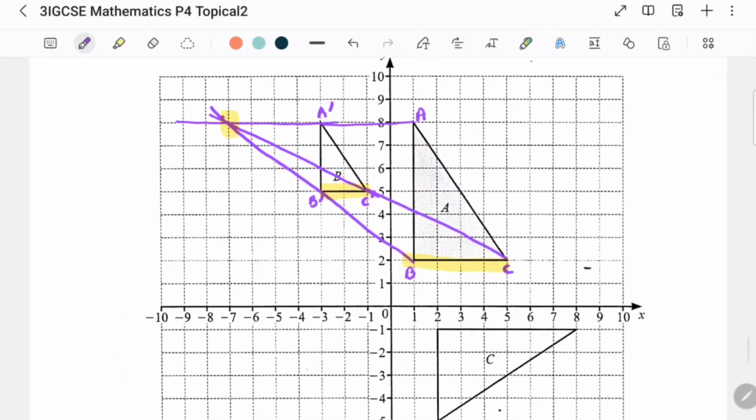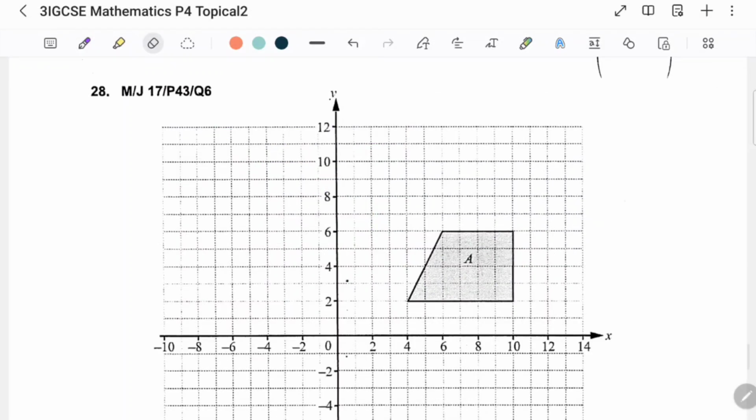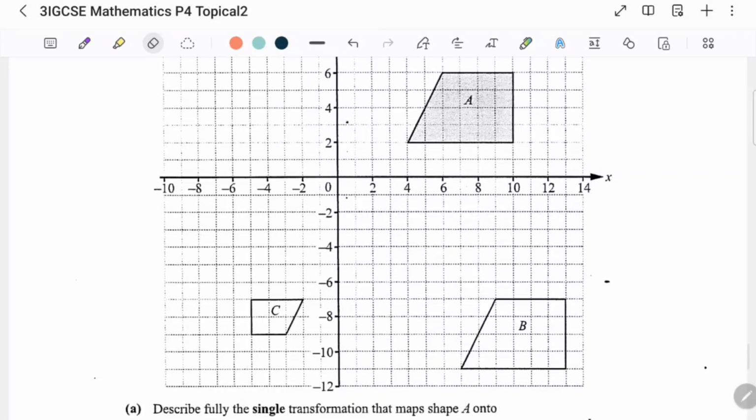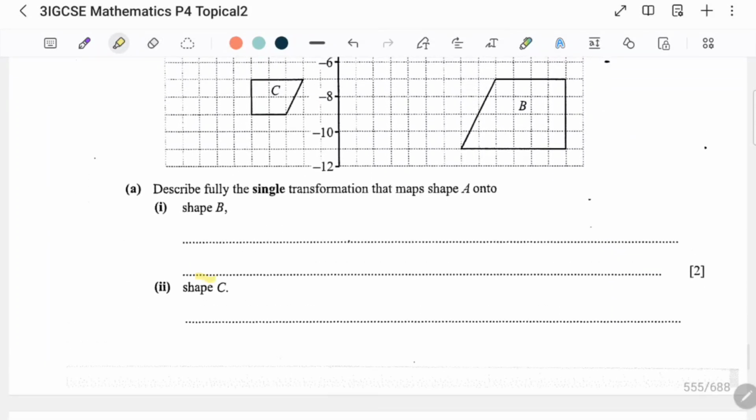So in the first question the scale factor was 3, it was also positive. In the second question the scale factor is half, but it's also positive. So let's do one question wherever the scale factor is negative. Let's do this question, May June 2017 paper 4-3 question number 6. So we are working for A onto C here. In this part, describe fully the transformation that maps A onto C, and it's also a 3 marks question.